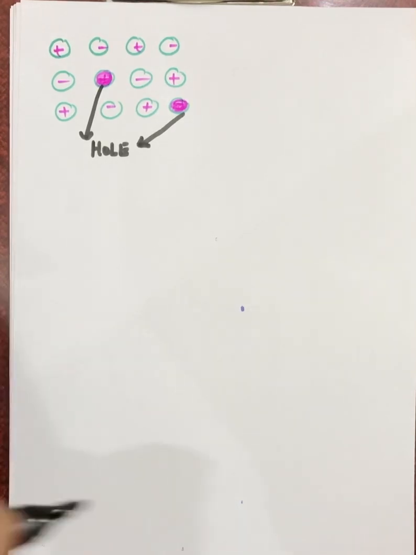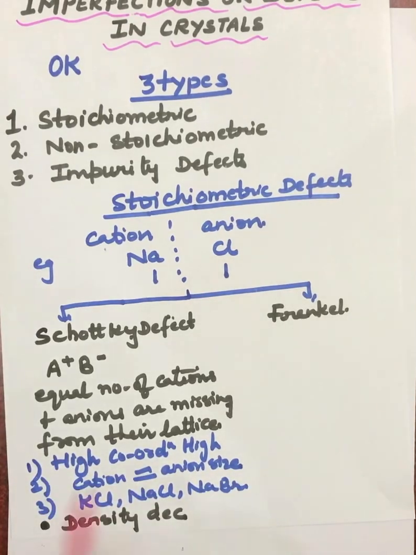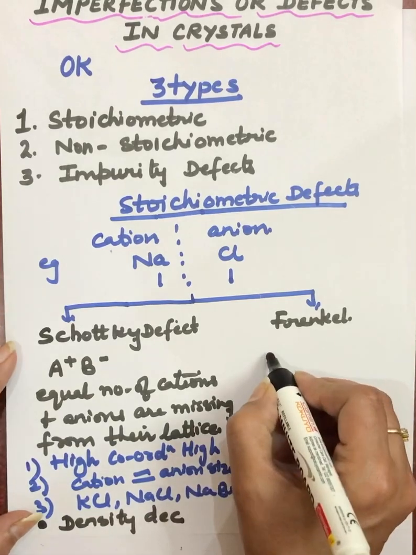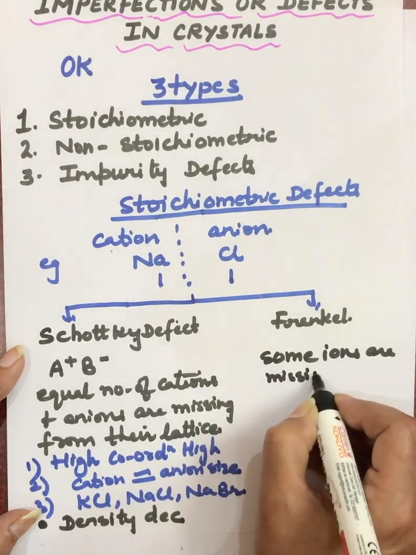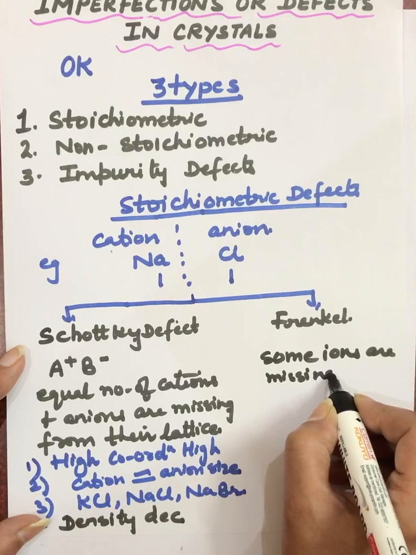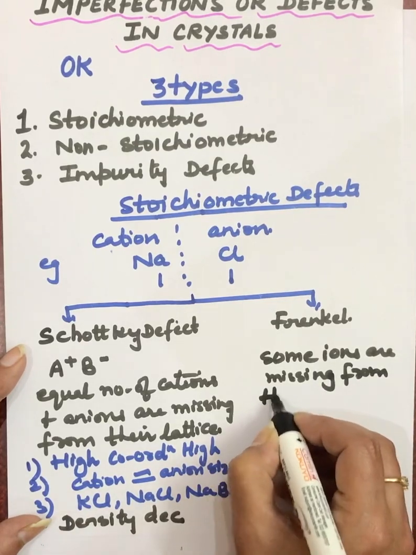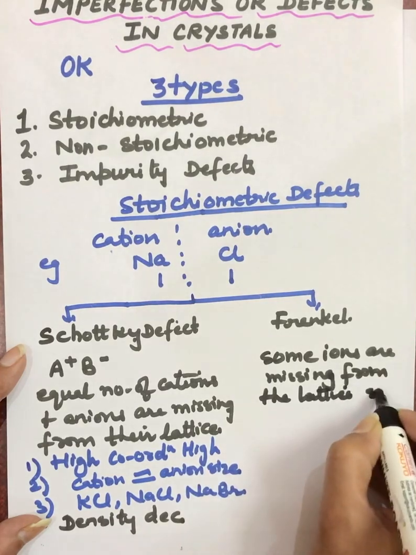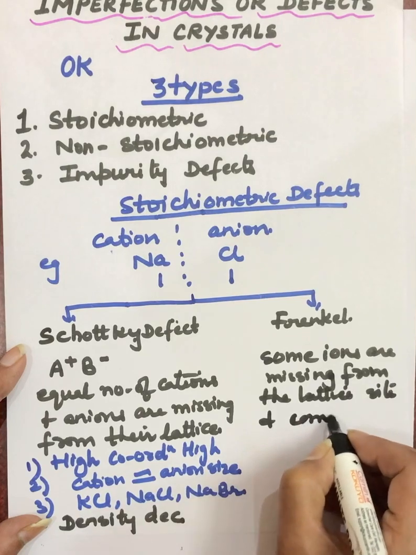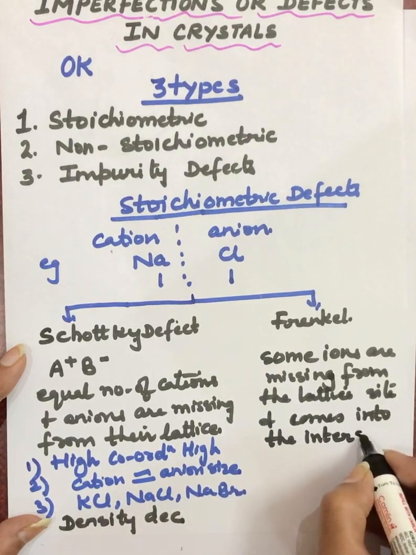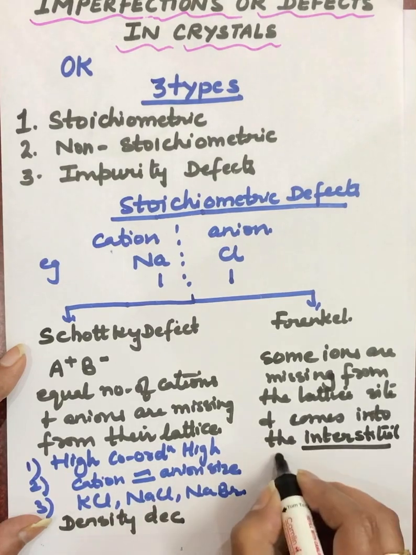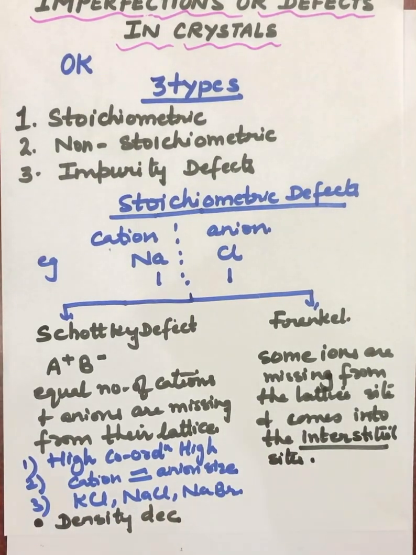Next we are doing the Frenkel defect. In Frenkel defect, some of the ions are missing from the lattice site. A point where ions are present is known as a lattice site. Some ions are missing from the lattice site and come into the interstitial site. They are missing, but they are not leaving the crystal. They will come into the interstitial sites. That means density will remain the same because ions are not leaving the crystal. They remain in the crystal only. So no effect is there on density.